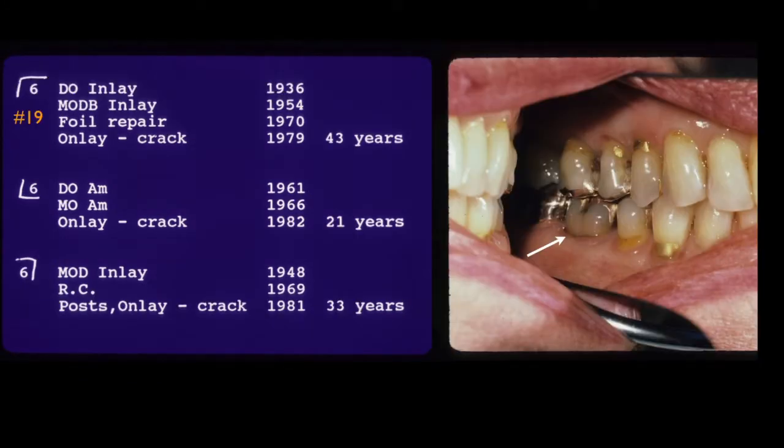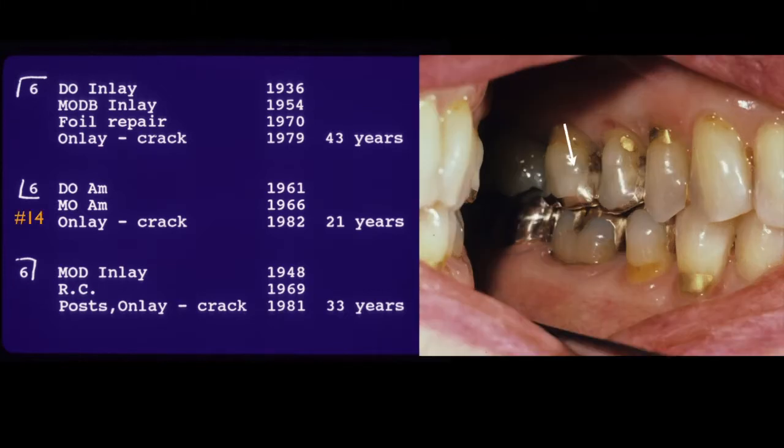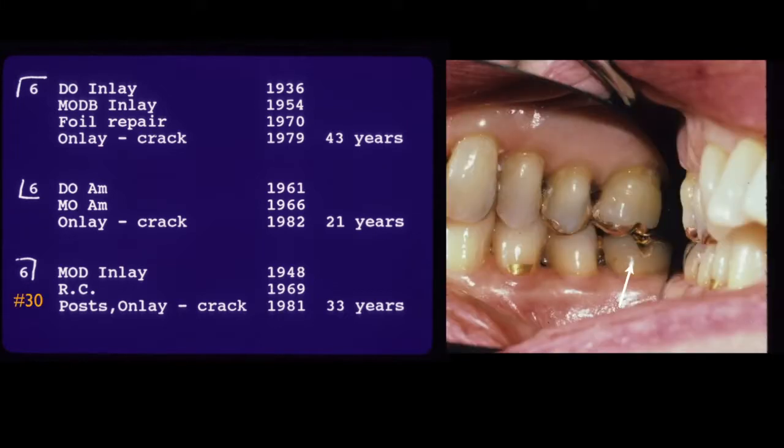Number 19 had a DO inlay in 1936. It became a lot larger in 1954, had a gold foil repair in 1970, and cracked in 79. Or 43 years after the first restoration. Number 14 had a DO amalgam in 1961, an MO amalgam in 66, cracked in 1982, or 21 years after the first amalgam. Number 30 required an MOD inlay in 1948.